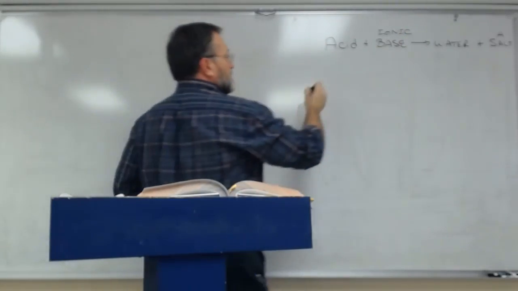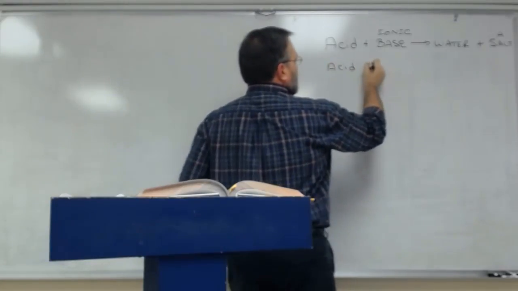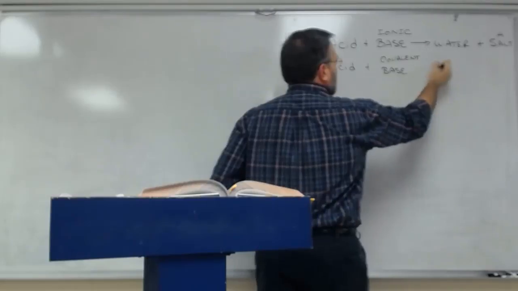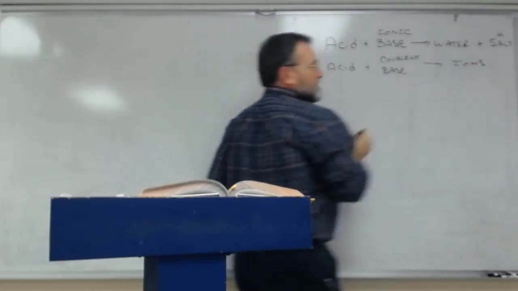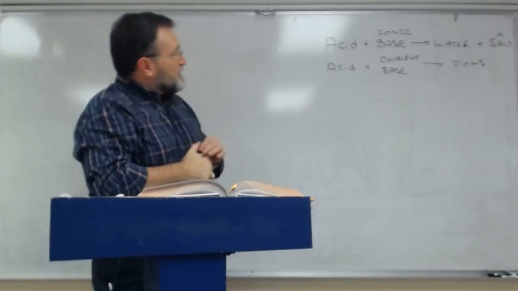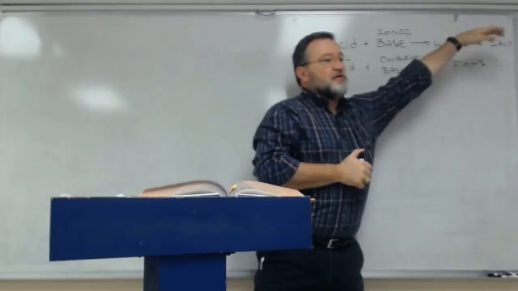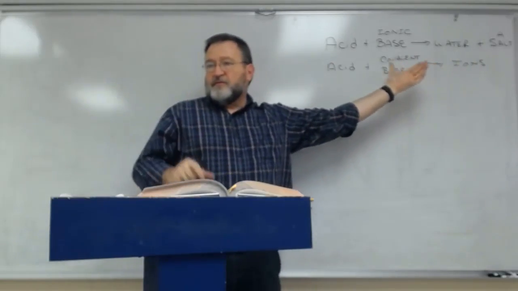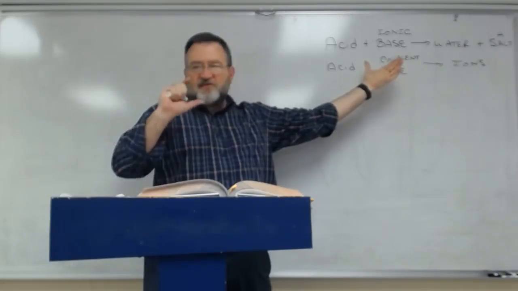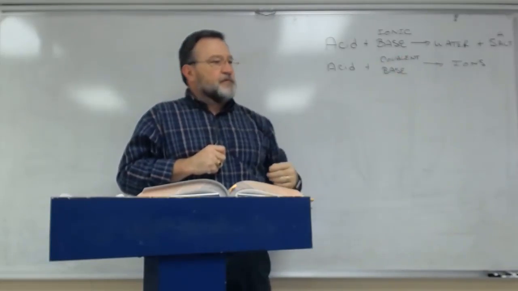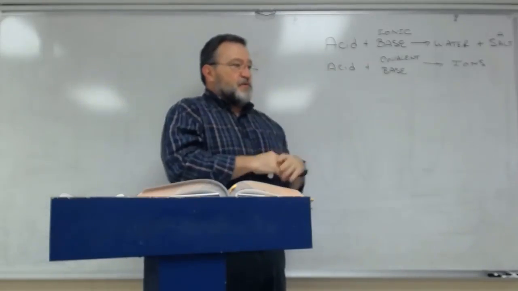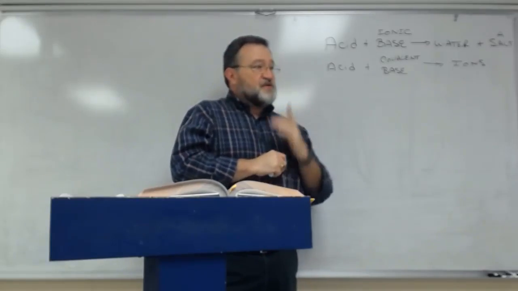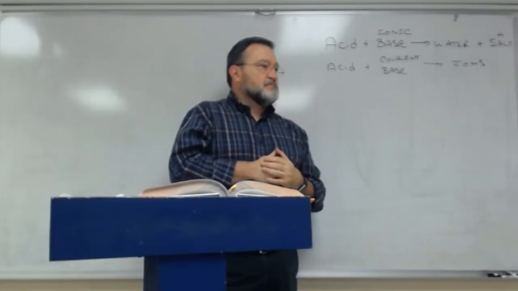We're going to cover today that an acid plus a covalent base produces ions. So if I'm saying I have an acid and an ionic base that produces water and a salt, and then I say I have an acid and a covalent base that produces ions, what's going to be the key piece of knowledge you need to be able to perform, the key step you're going to need to be able to do? If I say I have an acid and this base, what does it produce? What are you going to have to be able to tell me? Whether or not the base is ionic or covalent, right?